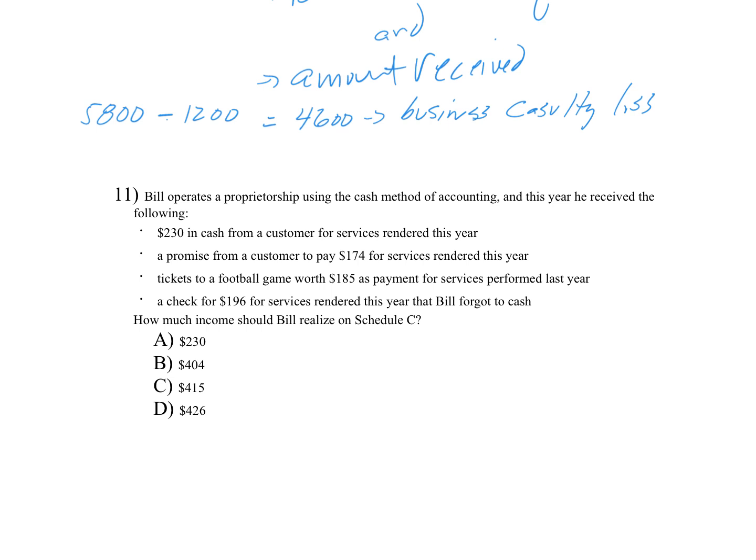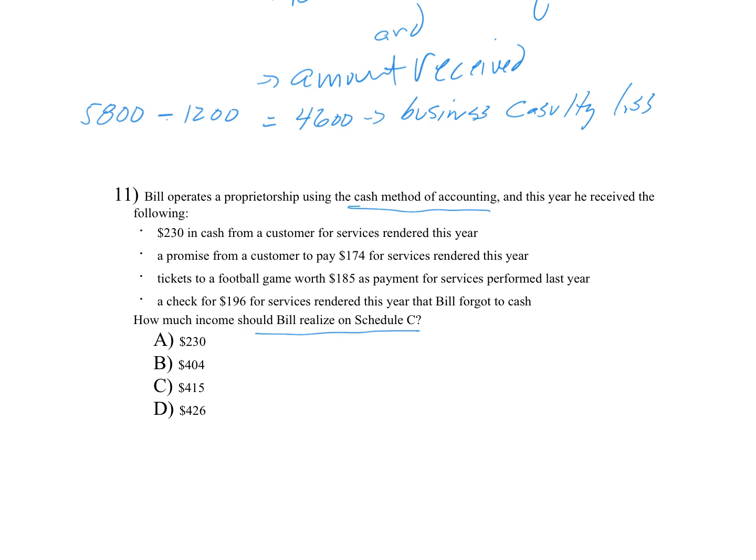Okay, so moving on to 11. Bill operates a proprietorship using the cash method of accounting, and this year he received the following. Okay, so we need to figure out how much income should he realize on Schedule C. And remember, Schedule C is where you put all of your sole proprietorship or disregarded entity related income. Okay, so he operates a sole proprietorship, cash method of accounting. He gets the following. How much income should he realize?